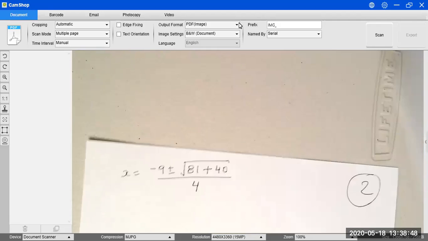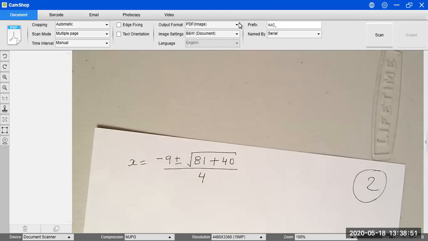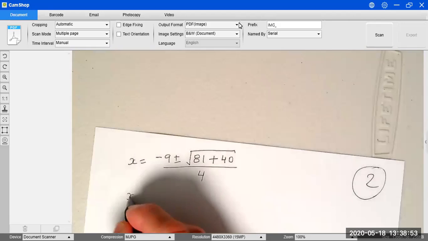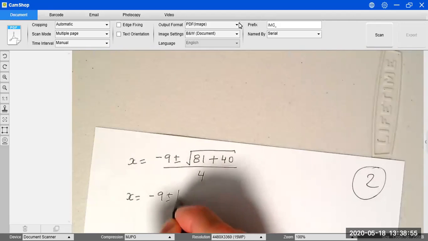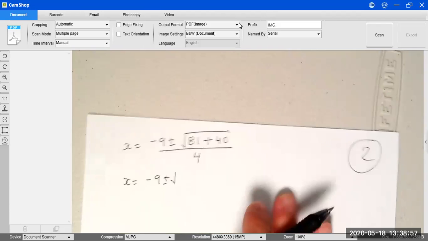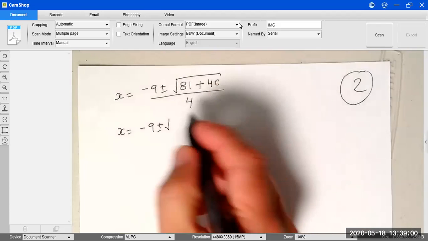So now we need to continue with the radical. We need to simplify this radical. So we have negative 9 plus minus, and 81 plus 40 is going to be 121.